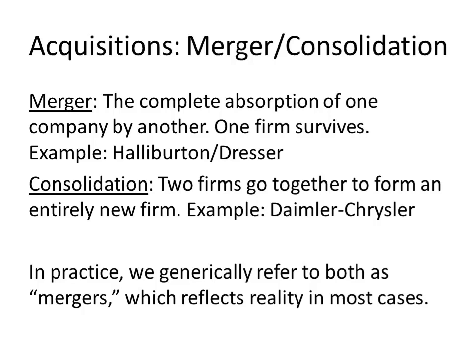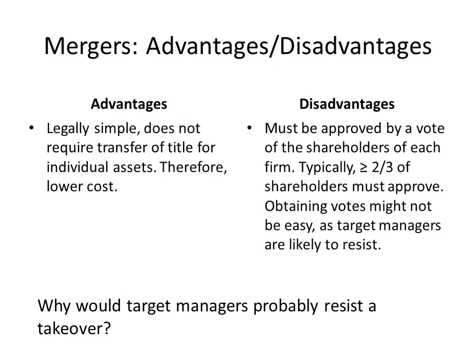Now you may have noticed that during my discussion of consolidation I used the term merger, as in merger of equals. In practice we generically refer to both of these things, mergers and consolidations, as mergers. And in truth that reflects the reality in most cases, as it did with Daimler Chrysler. Mergers have their advantages and disadvantages. The advantage to a merger is that it's legally simple. It does not require the transfer of title for individual assets. Therefore, mergers can be accomplished at a lower cost. Lower cost than what? Well, we'll talk about something called acquisition of assets later in the lecture. And in an acquisition of assets, you have to retitle every single asset that is purchased.